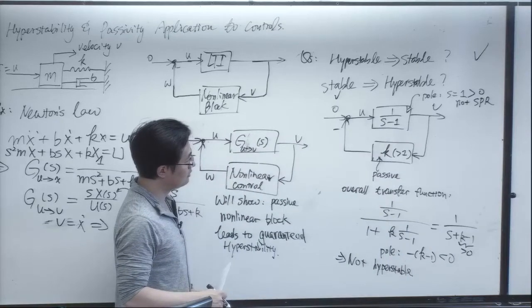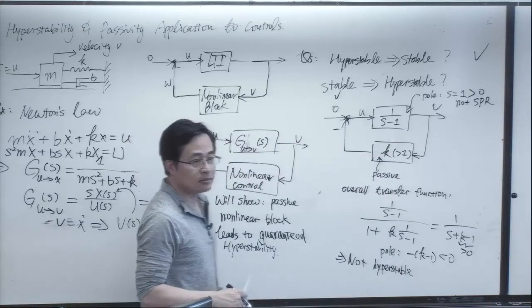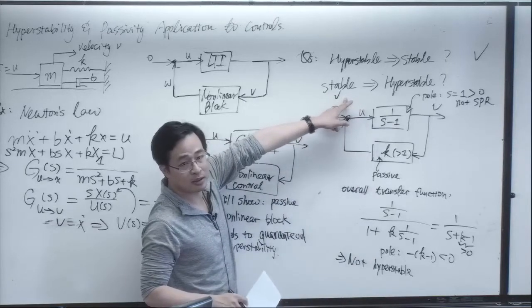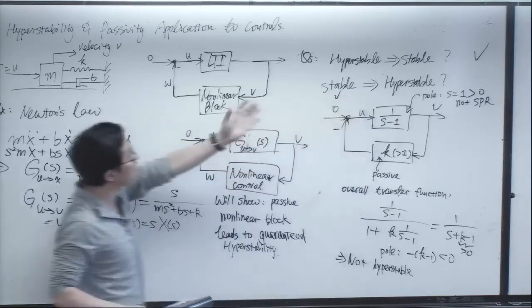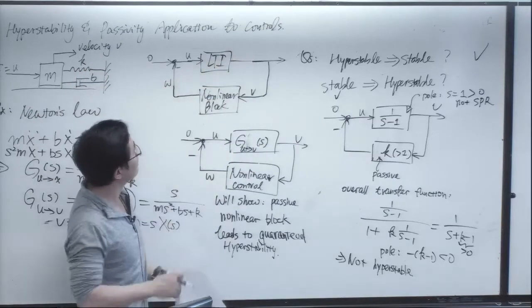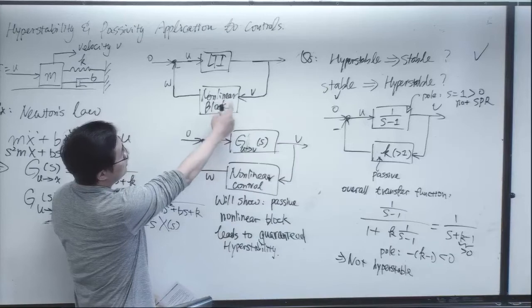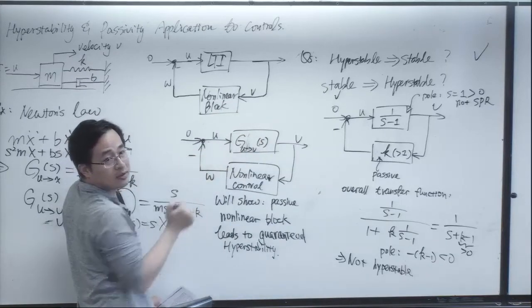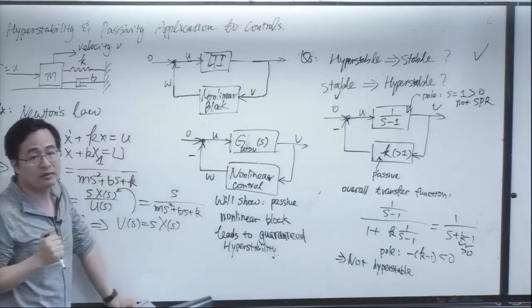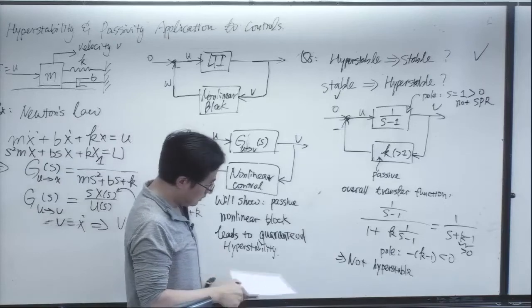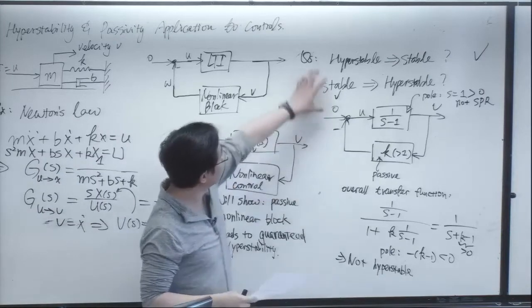Okay? So hyperstability is a stronger condition than stability. And the reason for that is because we are handling adaptive controls. We are handling the scenario where the control law is actually non-linear. Okay? Adaptive control is not a linear time invariant control algorithm. So those are the two questions here.